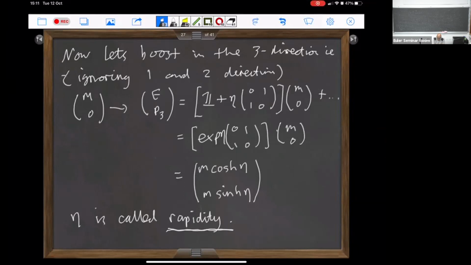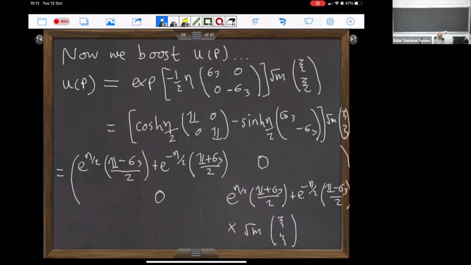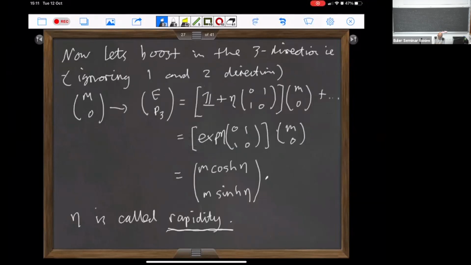Yeah, so we take the exponential of the rapidity times the matrix 0, 1, 1, 0, and we get this transformed vector. In other words, the energy is m times the hyperbolic cosine of the rapidity, and the 3-momentum is given by the hyperbolic sine. So that's the actual boost that we're doing in the geometric basis.